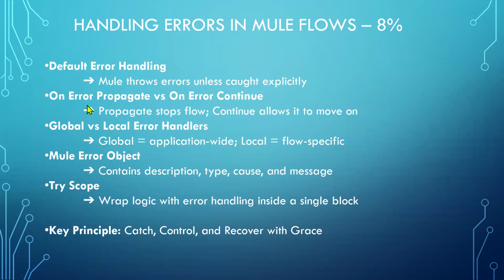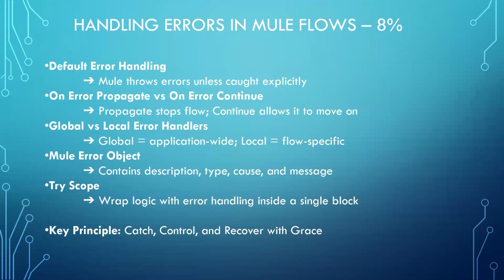And then we have on error propagate versus on error continue. We'll talk about the differences between those. The global error handler versus our local at the flow level or even at the processor level. What happens when an error is thrown? What is created? There's actually a Mule Error Object that gets created. And if you remember when I shared the Mule event a while back, that is the Mule Error Object that is in the Mule event.